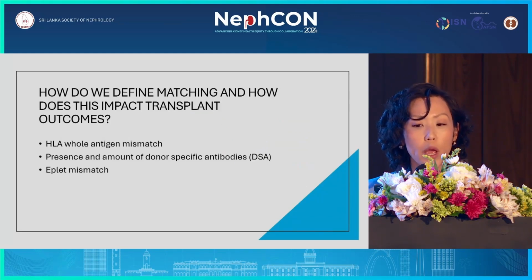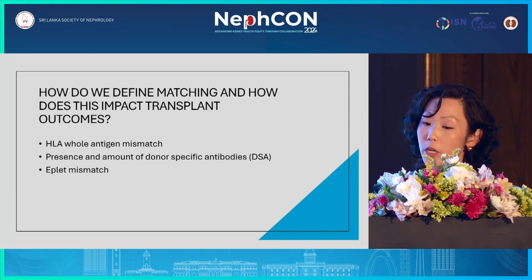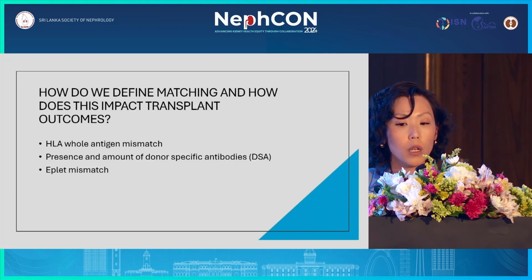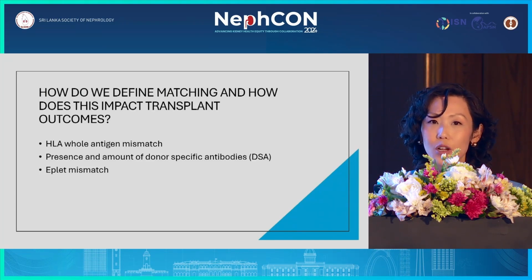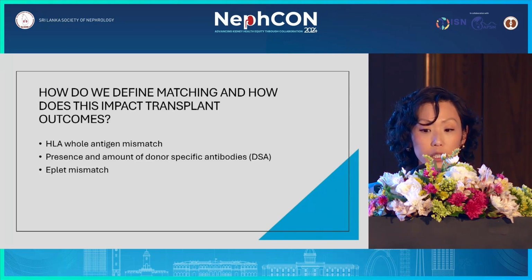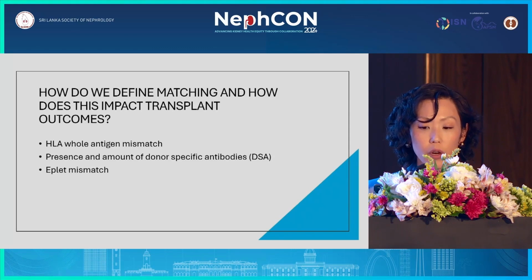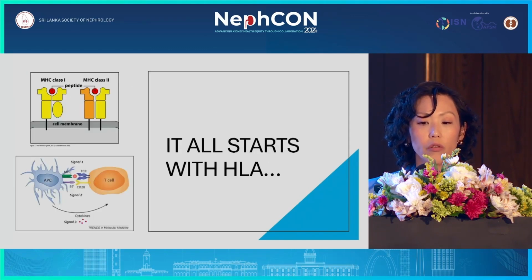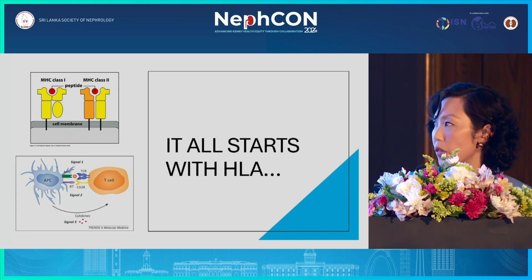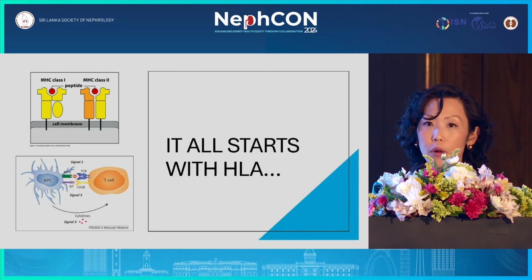Well, that is of course where matching comes in, since we know that the degree of compatibility or incompatibility plays a crucial role in transplant outcomes. Now, compatibility can be described on several levels, including the number of HLA whole antigen mismatch, the presence and amount of donor-specific antibodies, and more recently, the concept of eplet mismatch is under investigation. And I'll briefly go through some of the data supporting the use of each. But it all starts with HLA, which, as you recall, is our main mechanism for delineating self from non-self.